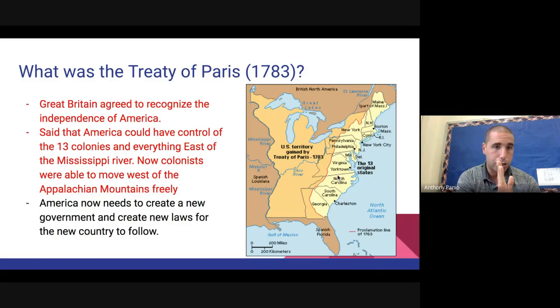You remember the Proclamation Line of 1763? You couldn't go west of these colonies. These 13 colonies now become the 13 states. They become official. They change from colonies to states.